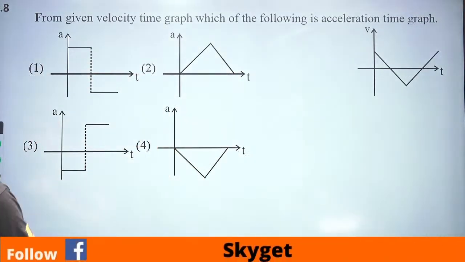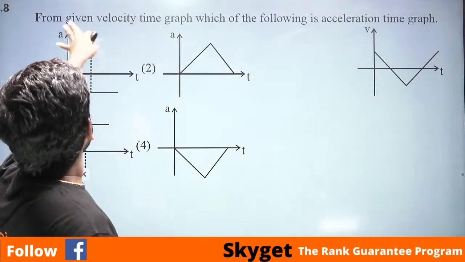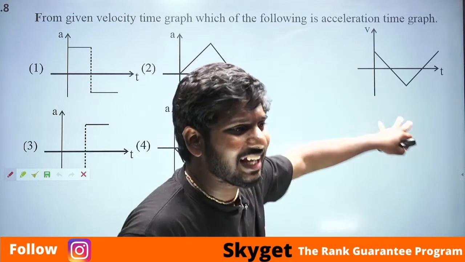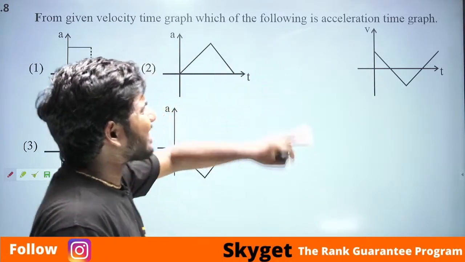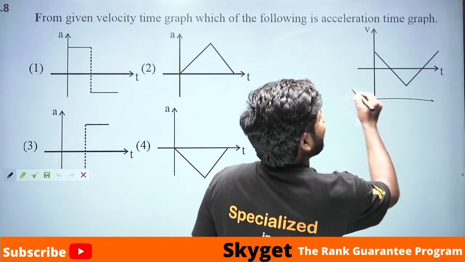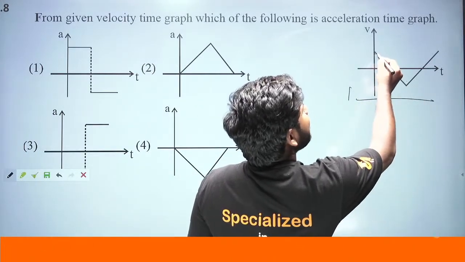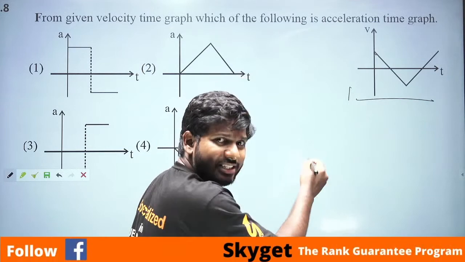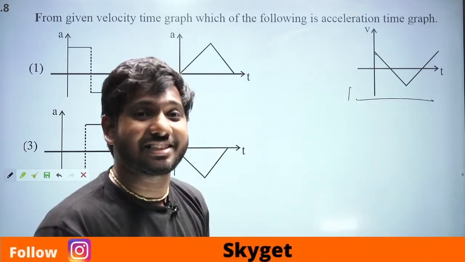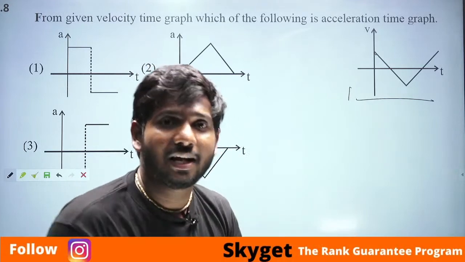So now what is this graph? From the given velocity time graph, which of the following is the acceleration time graph, students? Which of the following is the acceleration time graph? If you see, students, velocity, what did I say in the revision one shot lecture? The same point is discussed in the one shot lecture. You can watch it after this video.